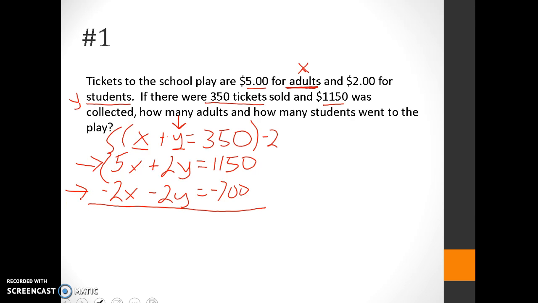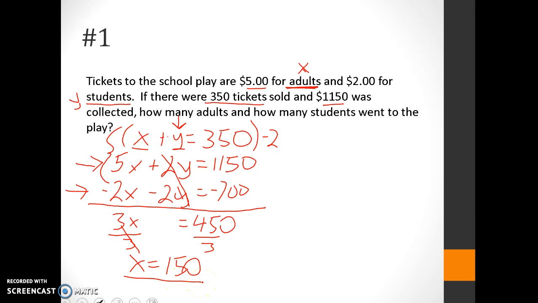5X and a -2X is 3X. The Y's are eliminated. 1,150 minus 700 is 450. So then I can figure out what X is by dividing everything by 3. And if I divide everything by 3, X is 150. That means that there were 150 adult tickets sold.